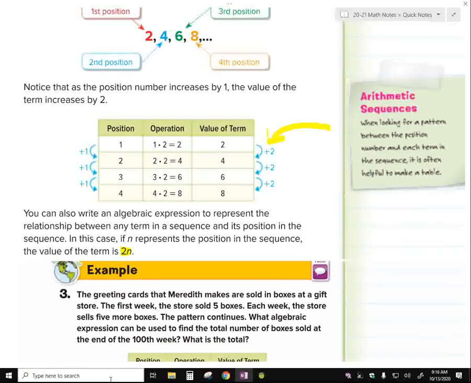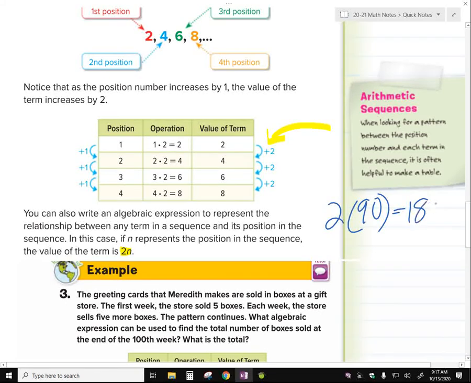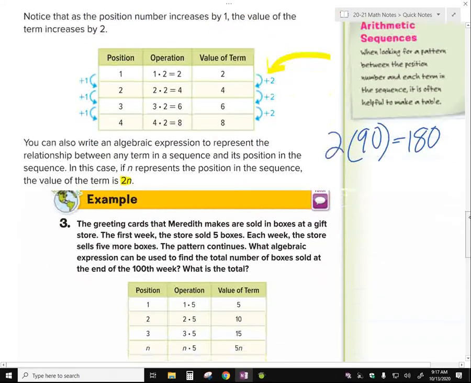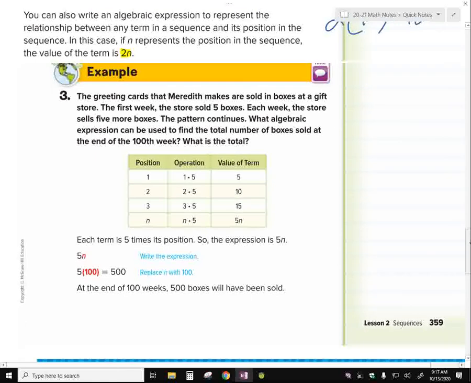No matter what position you're in the sequence, if you want to know what position 90 would be, it would just be 2n, so that's 180. That's what the 90th position would be. As I told last period, I doubt you're going to need calculators for this.